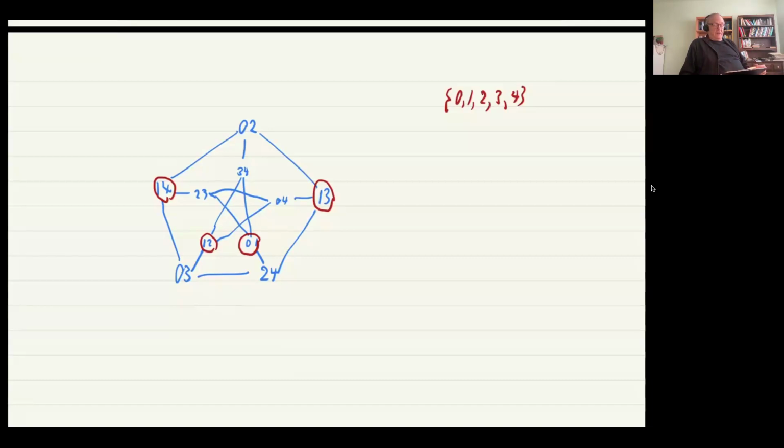So the Petersen graph consists, as I said, of the 10 unordered pairs from a 5-element set. Now, there are 4 pairs that contain a particular element of this set. So I've indicated the 4 pairs that contain 1. Now, no 2 of those are adjacent because any 2 of them have 1 in common. And so they form a coclique.